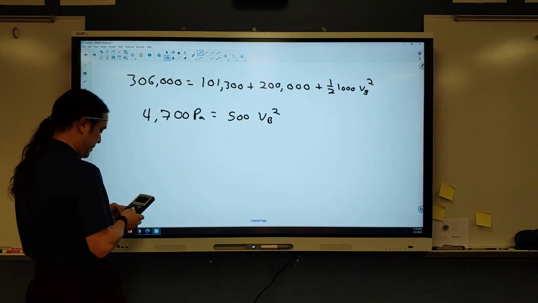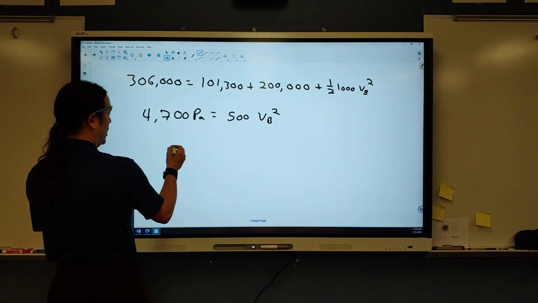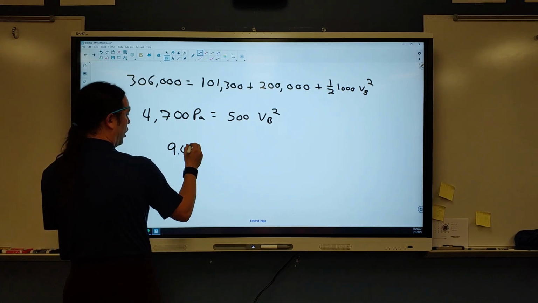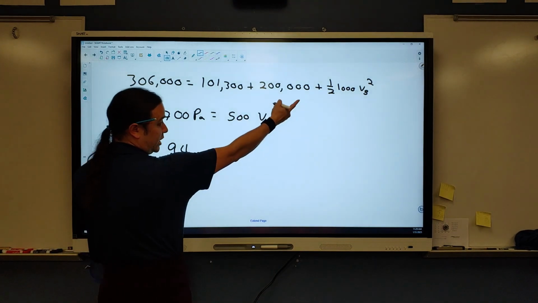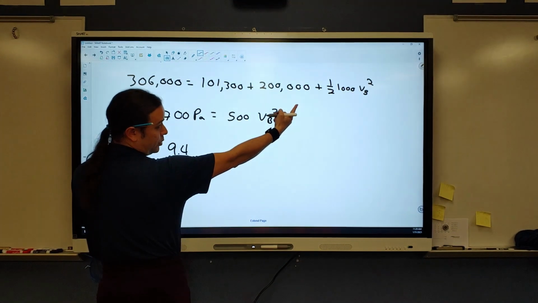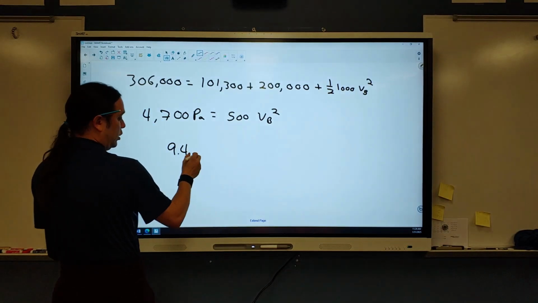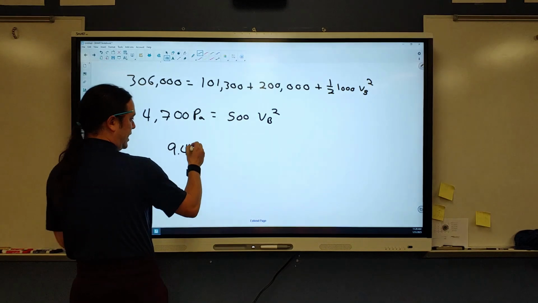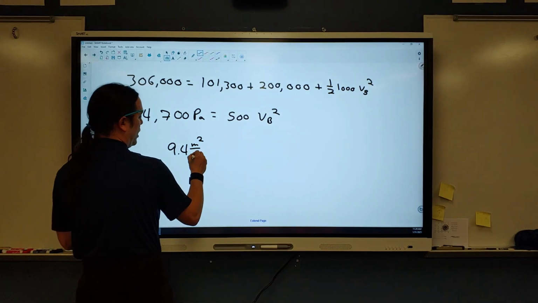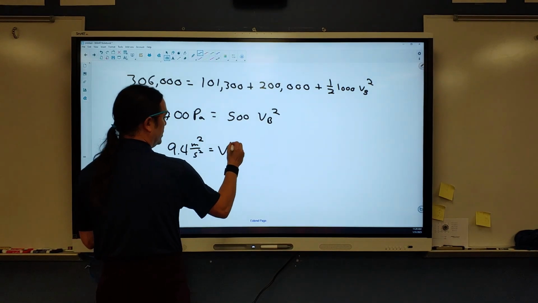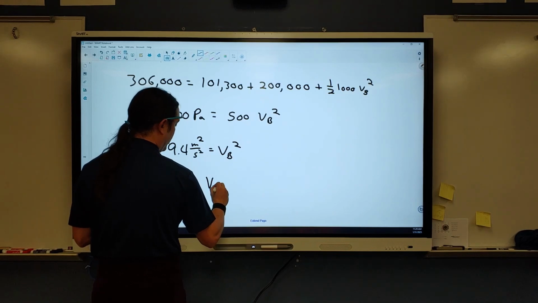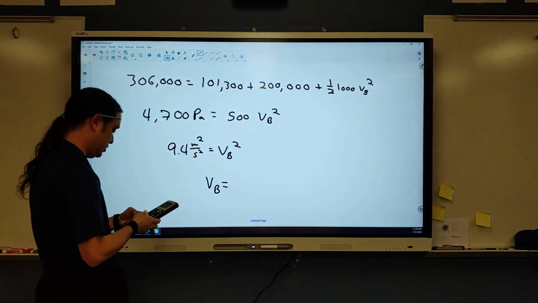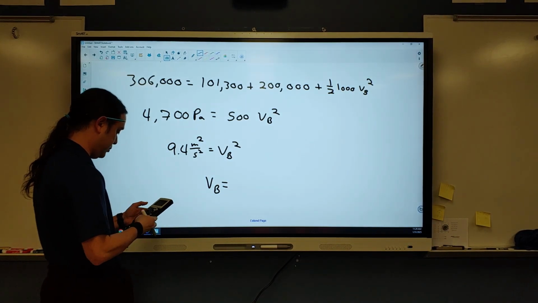I divide both sides by 500, and I end up with 9.4. In this case, 500 does have units, I guess kilogram per cubic meter. When we work all of that out, again, here is why we have an SI system. Put SI in, get SI out. We'll end up with meters squared per second squared equals VB squared. Finally, we end up with VB being just a little over 3 meters per second.